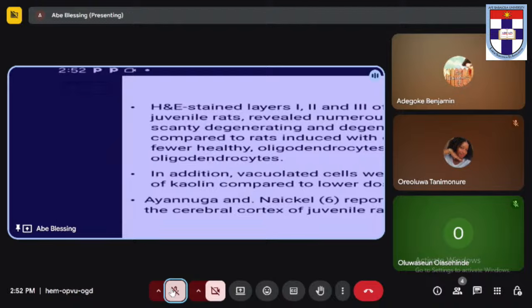H&E stain sections of layers 1, 2, and 3 of the cerebral cortex of the animals revealed numerous healthy, large and active oligodendrocytes compared to the control, which even had vacuolated neurons at higher doses. Ayanuga himself reported that they observed something like that as well in animals induced with 200 mg per ml of kaolin. However, there are limited studies on the effects of different doses of kaolin concentration on animal studies.